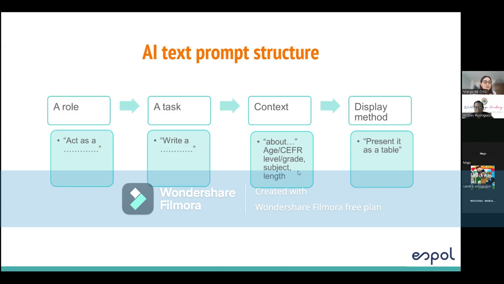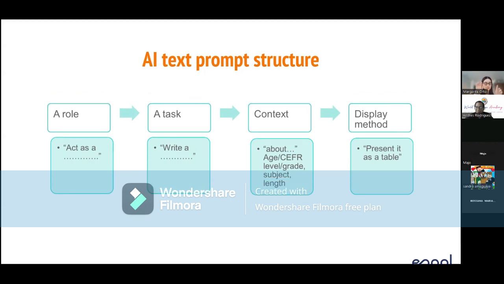And the context, you have to give more information, because if you just say, think like a teacher, write a lesson plan. Yeah, but about what? The computer is going to give you a lesson plan, but about what? Write a lesson plan. It should last 45 minutes. My students are A2 level. They are adults. They are teenagers. The subject is this. Any specific information that you would like to add, that's why you have to add the context. And then the display method, it's that sometimes in ChatGPT specifically, you can ask for information as a table.